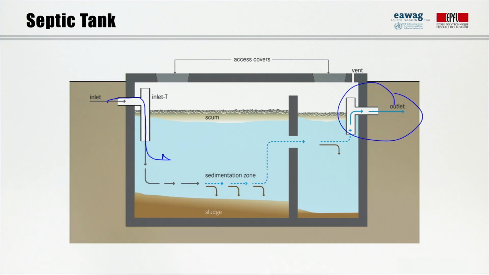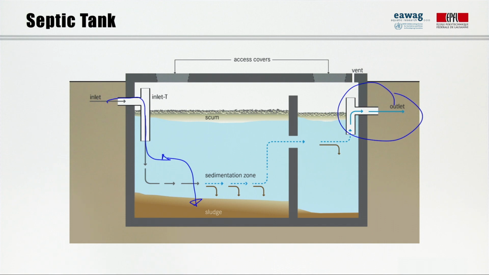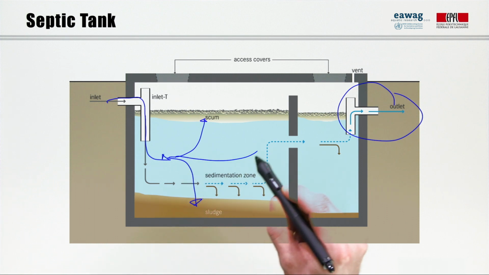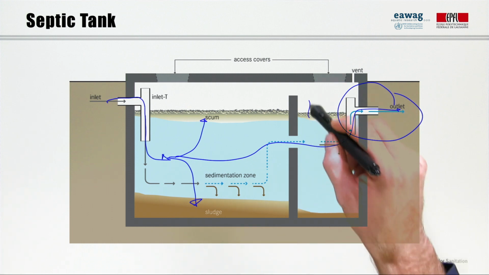Settleable solids fall down to the bottom where they accumulate as sludge. With time, the sludge undergoes some stabilization by anaerobic digestion. It has to be removed every 3 to 5 years. Floatable substances move up to the surface, forming a scum layer. The effluent from the clear water zone in the middle flows out through an outlet T and is then typically infiltrated, for example, in a leach field. One or two separation walls in the tank can improve the solid-liquid separation process.